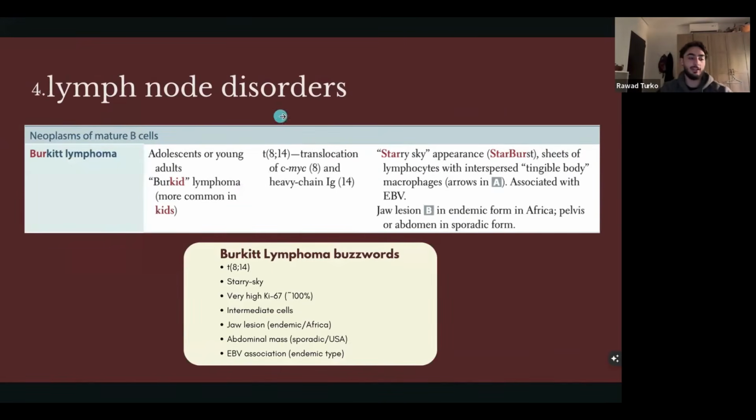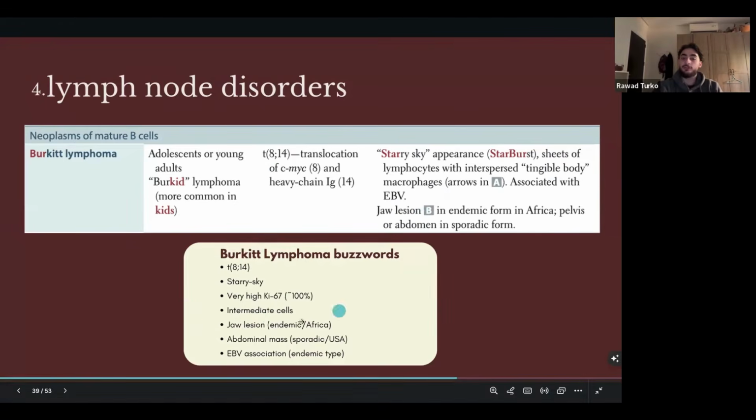Because it's very high yield, I wanted to add a little more information. You're going to see in adolescents or young children the t(8;14) translocation of c-Myc, starry sky appearance with interspersed tingible body macrophages, and it is associated with EBV. So that's what you also have to know. Burkitt's lymphoma is highly associated with EBV. Jaw lesion is endemic in Africa, pelvis or abdomen in the sporadic form. These are a few of the buzzwords.